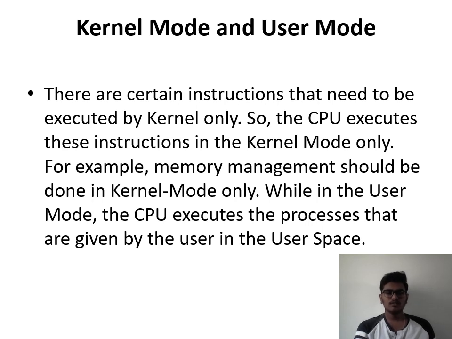Kernel mode and user mode. There are certain instructions that need to be executed by the kernel only. So the CPU executes these instructions in the kernel mode only. For example, memory management should be done in kernel mode only. While in the user mode, the CPU executes the processes that are given by the user in the user space. This is about the kernel mode and the user mode.